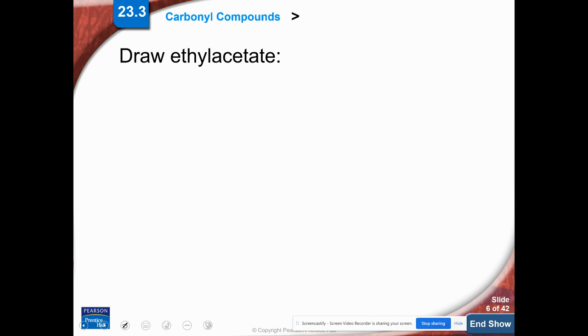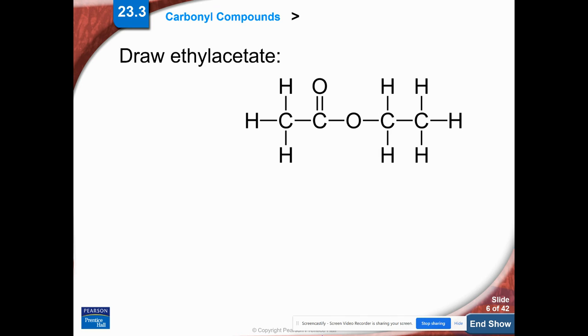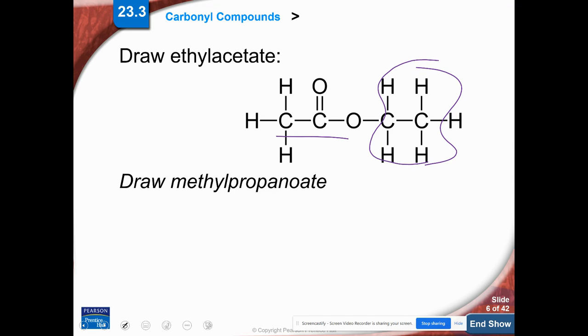Now we're going to draw one. We're going to draw ethyl acetate. So remember, the acetate, I'm just going to have to change that. Let's go back just a sec. And we're going to draw the ethyl acetate. So then here is our ethyl, and there's the acetate. I don't like this one, so I'm going to draw a different one.